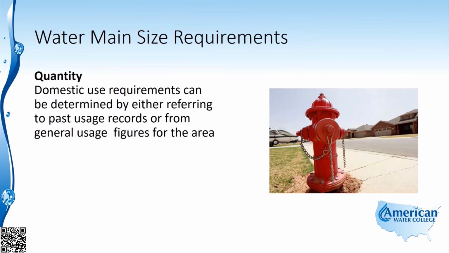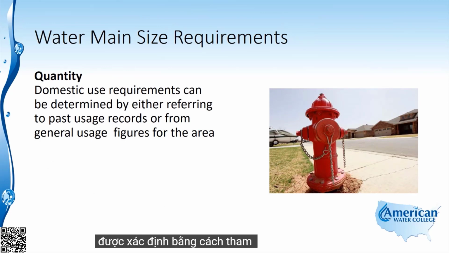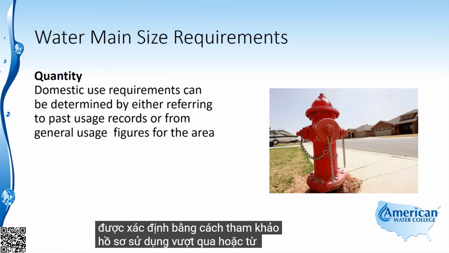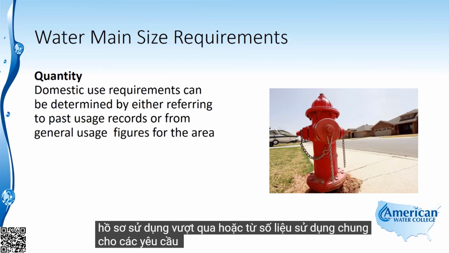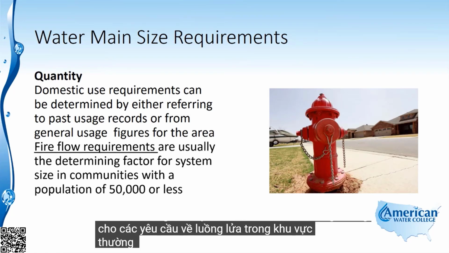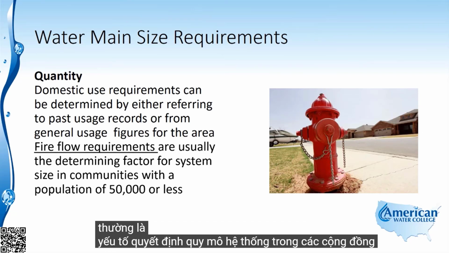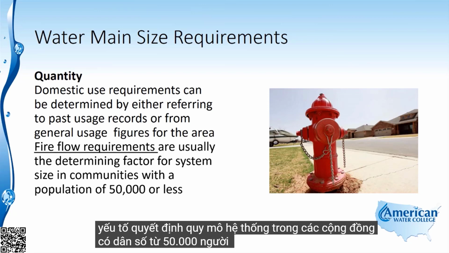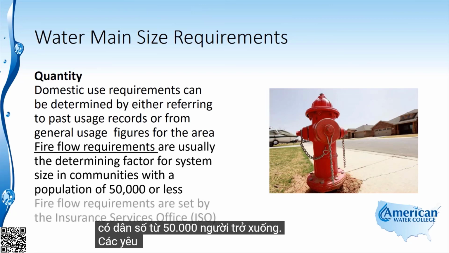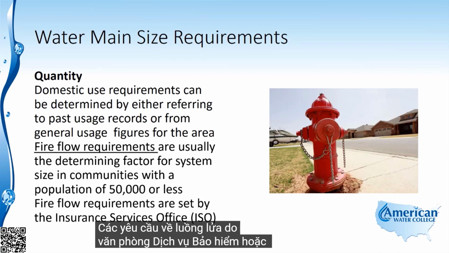Domestic use requirements can be determined by either referring to past usage records or from general usage figures for the area. Fire flow requirements are usually the determining factor for system size in communities with a population of 50,000 or less. Fire flow requirements are set by the Insurance Services Office, or the ISO.